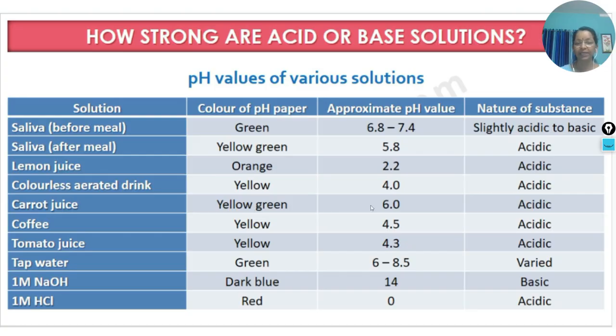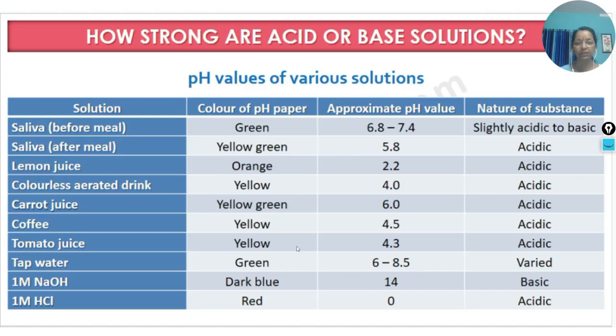Yellow green, carrot and all, it's yellow green, slightly acidic. Coffee yellow, acidic. Tomato juice yellow, acidic. Tap water green, which means neutral, but of course it will have slight variation. Then NaOH means dark blue, which means the pH is 14, strongly basic. Whereas HCl shows dark red, which means the pH is 0, which shows it is a strong acid.